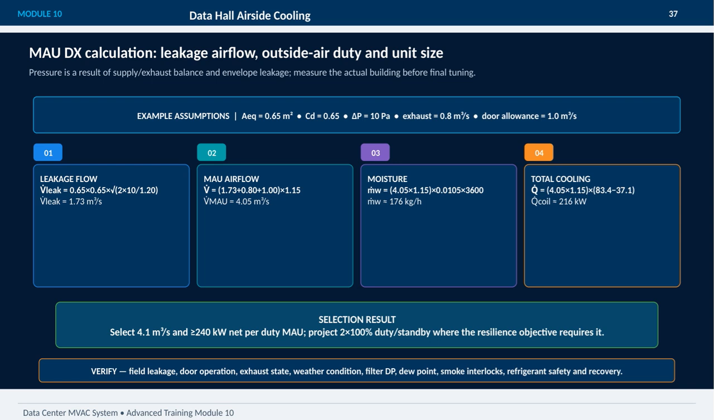Based on these results, the recommended MEU size is 4.1 cubic meters per second airflow with at least 240 kilowatts of net cooling capacity, typically installed as a 2 by 100% duty and standby setup for reliability. It's crucial to verify all these assumptions in the field, checking leakage, door operation, exhaust, weather, filters, and safety systems before finalizing the unit selection.